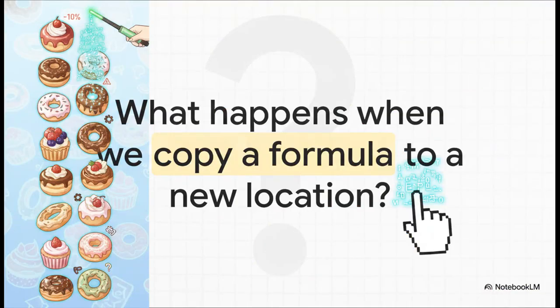Let's start with a practical scenario. Wait, what actually happens when we copy a formula to a brand new location? Say we have a column of 50 different pastries, and we write a beautiful formula to apply a 10% student discount to the very first pastry. What happens when we copy and paste that exact formula all the way down the entire column?